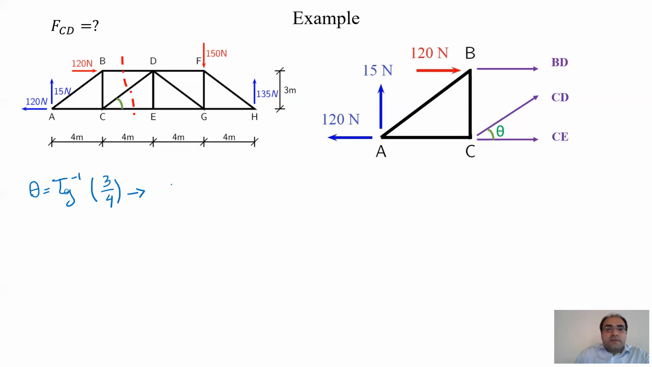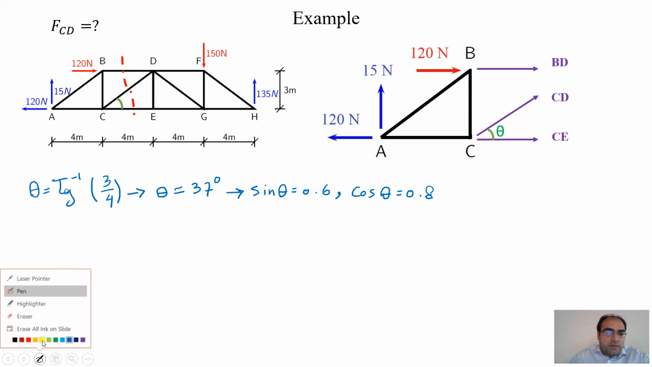If you use a calculator, theta will approximately be equal to 37 degrees. And again, if you use a calculator, sine of theta will be equal to 0.6, and cosine of theta is equal to 0.8. Okay, let me change the color of my pen again.